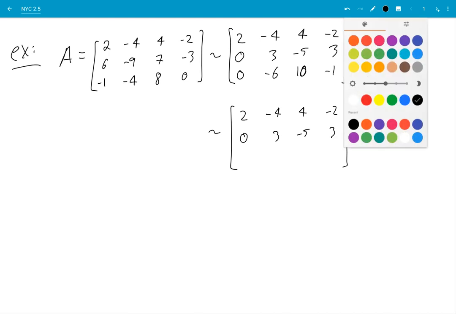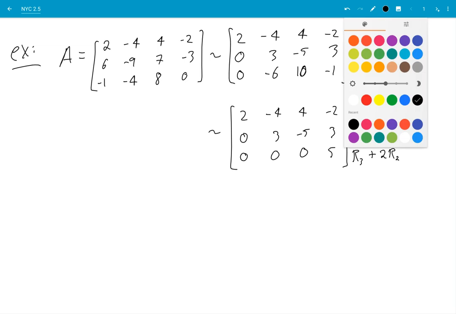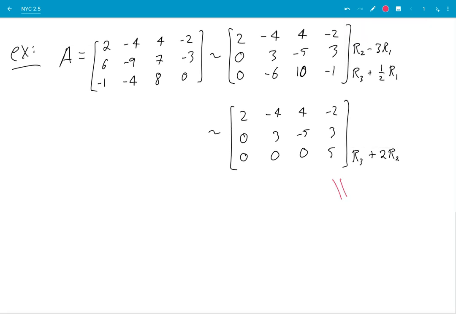So here's my current pivot row right here. So I'm going to add a multiple of that row to a row below. 0, 0, 0, 5. Okay, and there we have it. That is my matrix U.